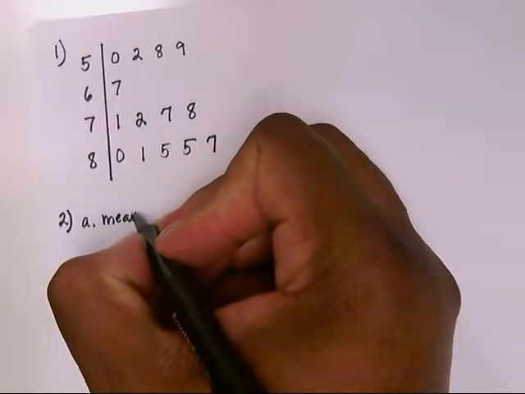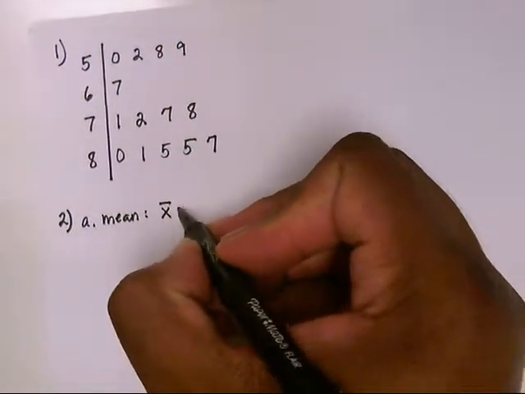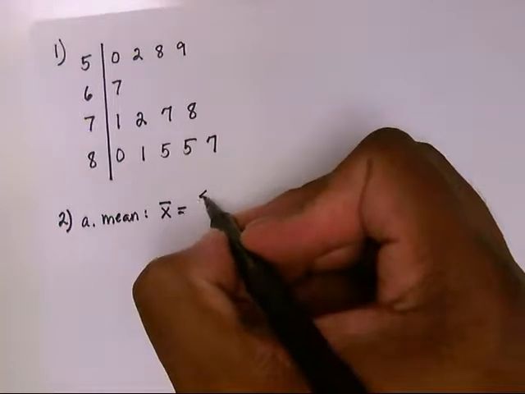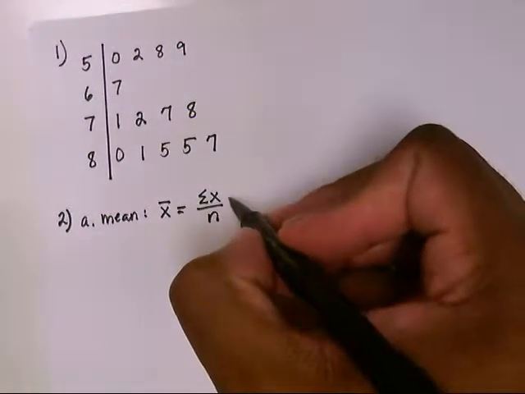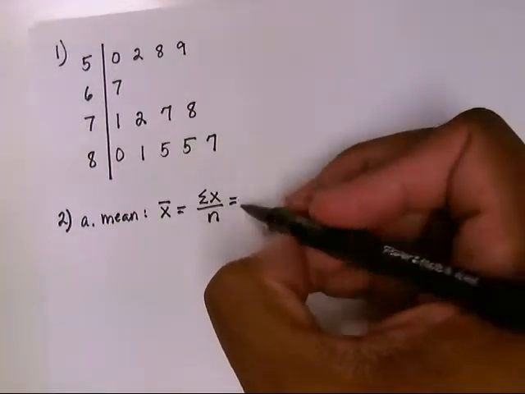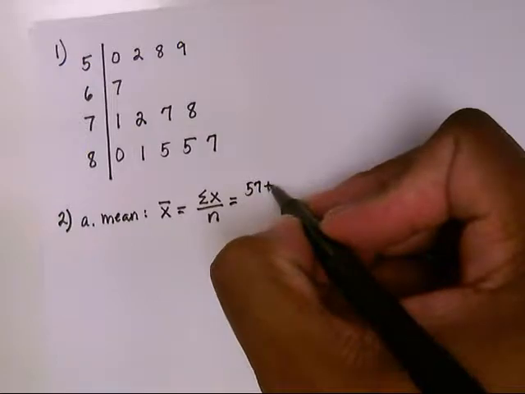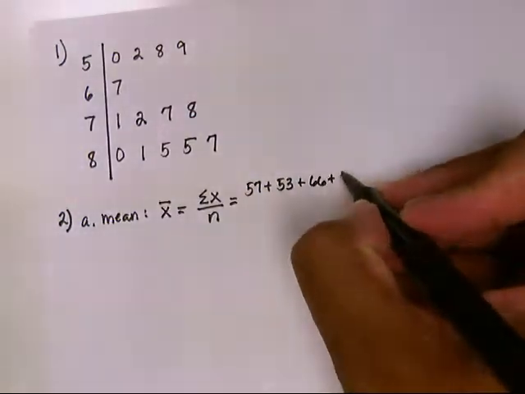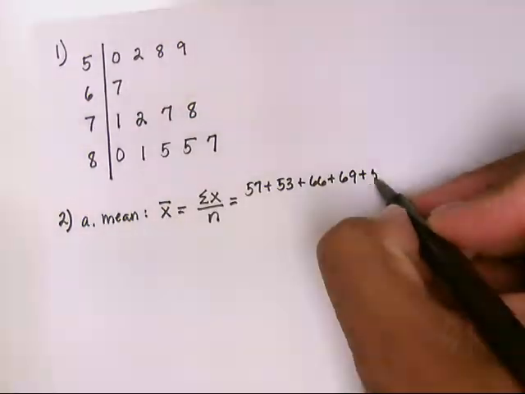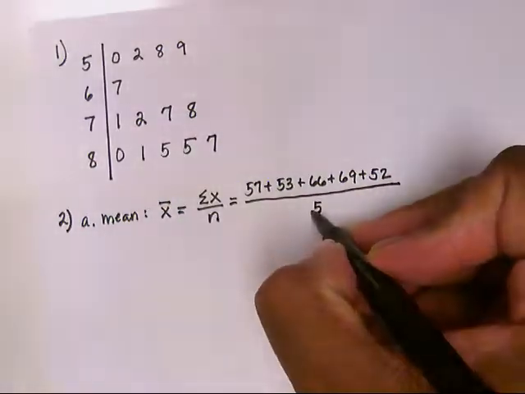Starting with the mean. The mean is always going to be the average of those data values, so that's represented by x bar, and that's the sum of all the x values divided by n. And n is the number of data values that you have. So in this case here, if I add the 57, 53, 66, 69, and 52, and divide that by 5.